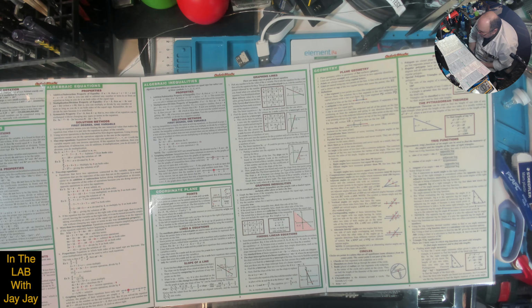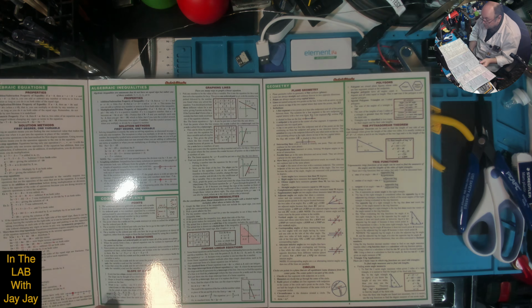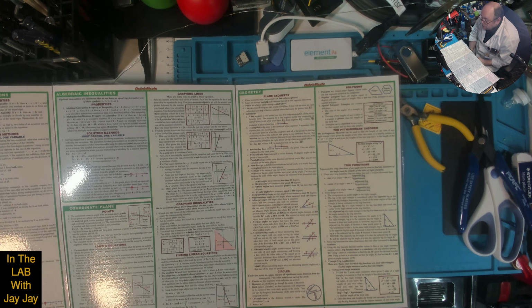For example, b equals 2 and m equals minus 5 on 2, the equation y equals minus 5 on 2x plus 2, or in standard form, 5x plus 2y equals 4. All right, now we're up to page 4. This is geometry, plane geometry.